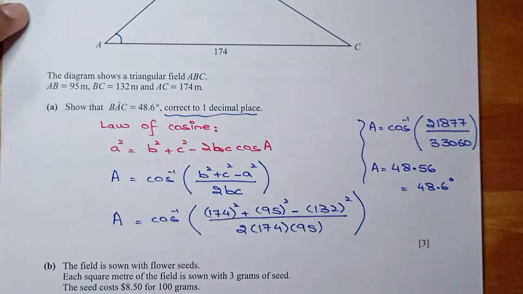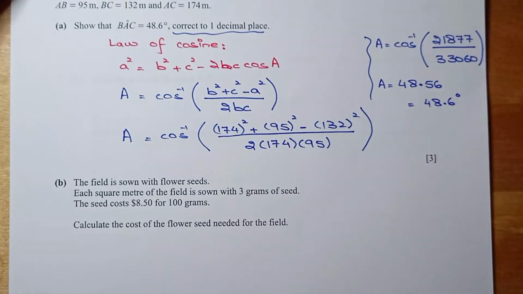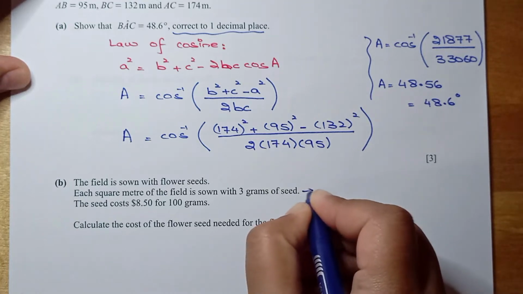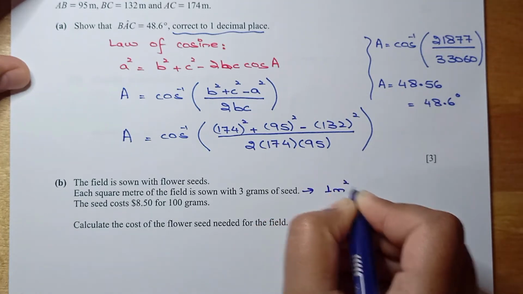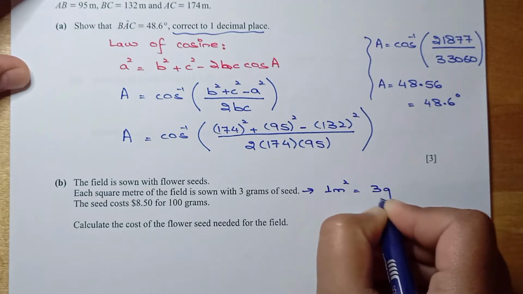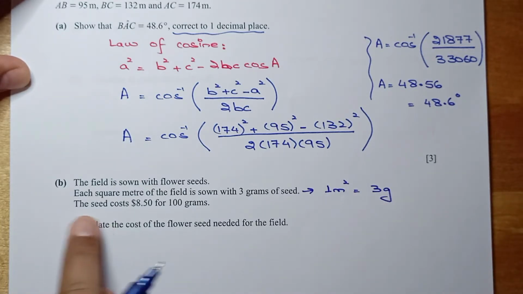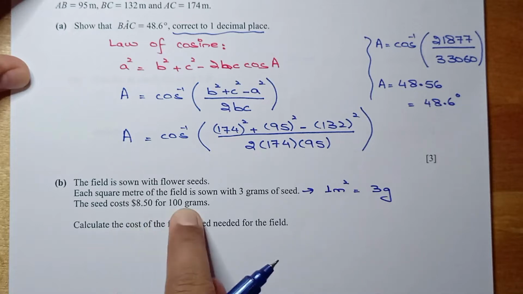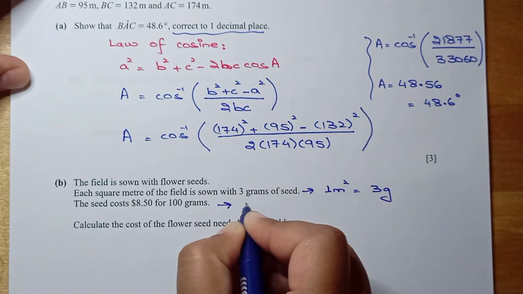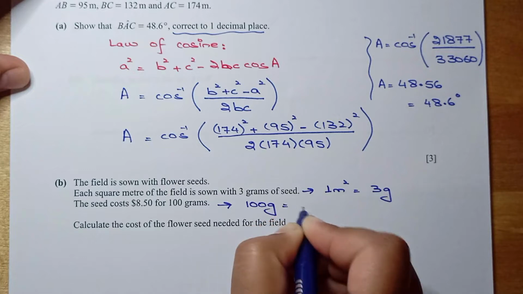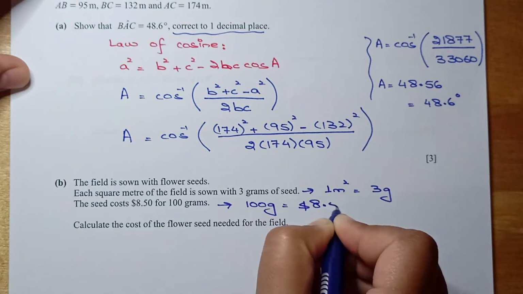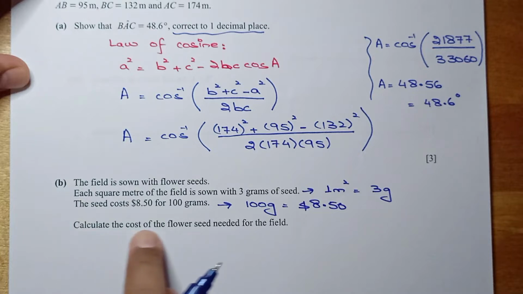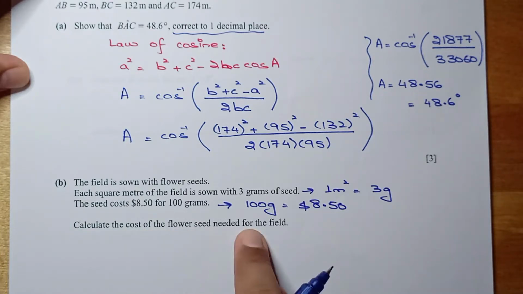Right, now for the B part, the field is sown with flower seeds. Each square meter of the field is sown with 3 grams of seed. Okay, so from this information, 1 square meter takes 3 grams of seeds. Right, the seed costs 8.50 for 100 grams. Okay, so for 100 grams, the cost of seed is 8.50. Calculate the cost of the flower seeds needed for the field.